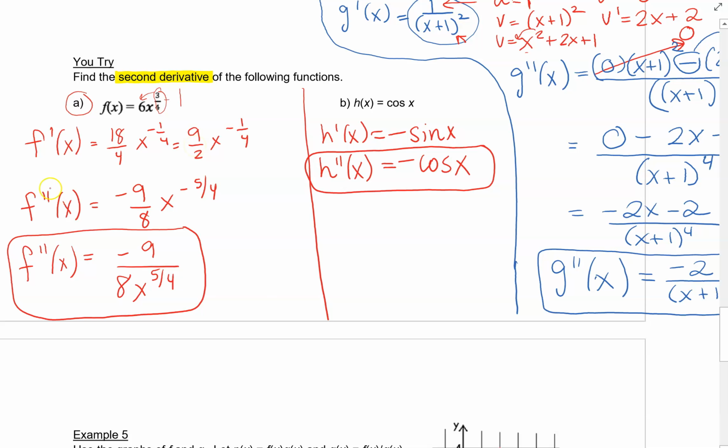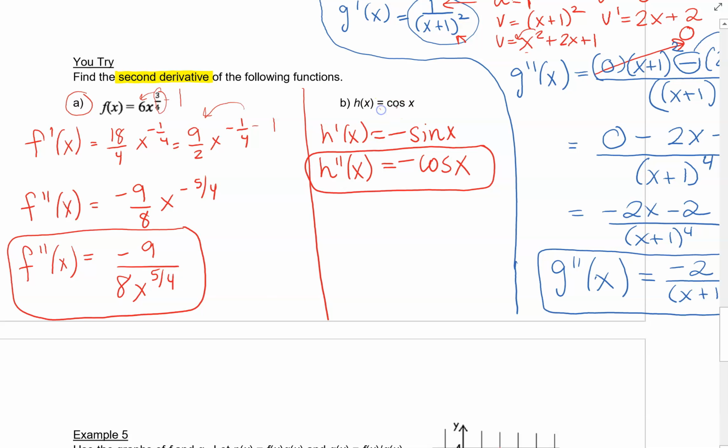And then for the second derivative, I do that again, basically another power rule. I just multiply 9/2 by negative 1/4, so I get negative 9/8. Subtract 1 from the power to get negative 5/4. And then you can either leave your answer like that, or you can bring the x to the 5/4 down to the denominator. And there's our second derivative.